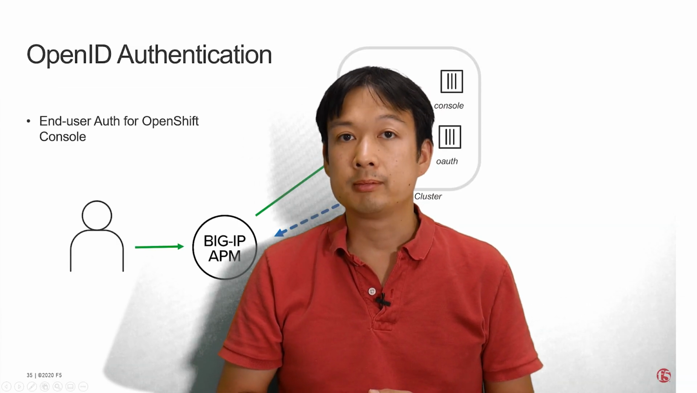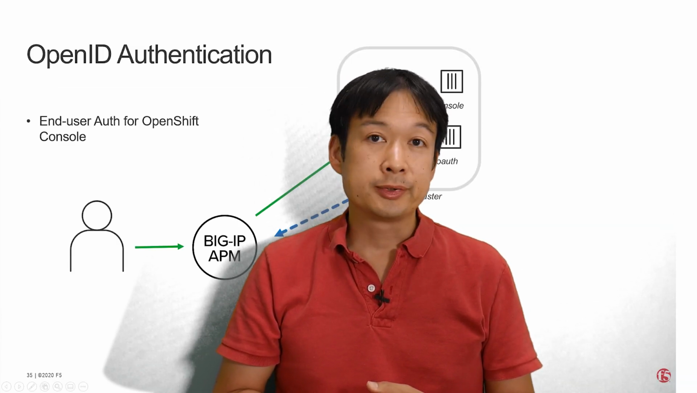This concludes our demonstration of using BIG-IP APM for authentication of your OpenShift management console.